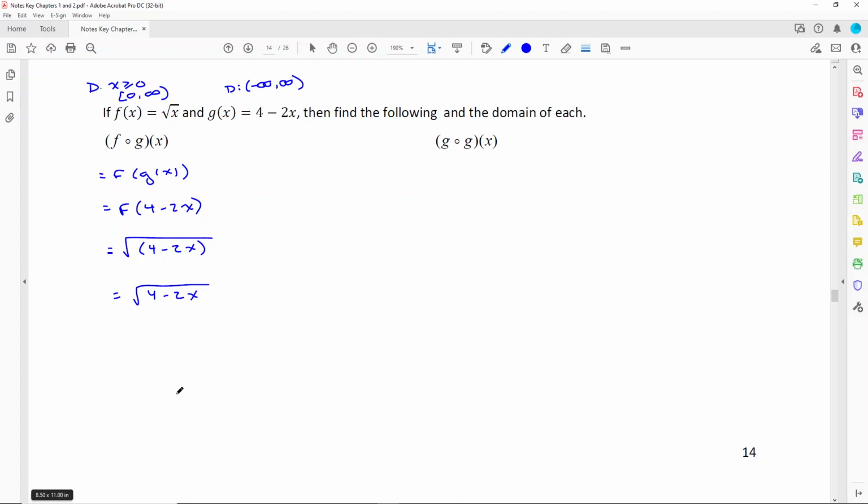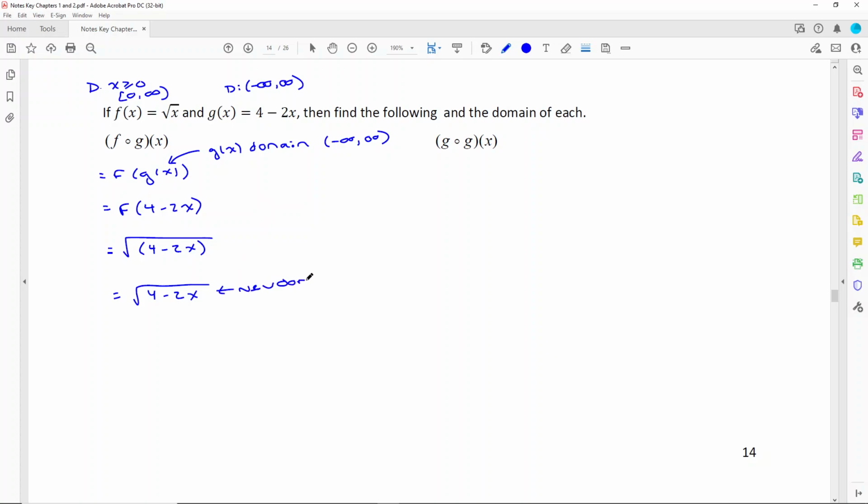When you're talking about domain, because we're inserting the g of x equation, the g of x domain will be included in my final domain. The 4 minus 2x isn't getting changed, whereas the square root of x is getting changed. So the domain for f doesn't get included, but the g of x domain does, which is just negative infinity to infinity. Then I have to look at the bottom and get a new domain.